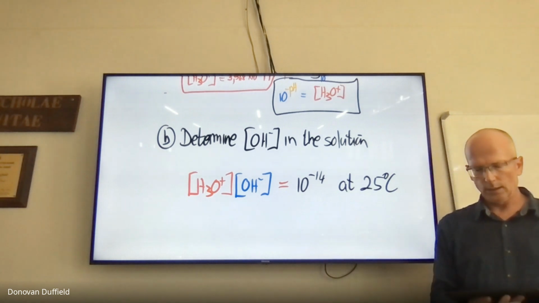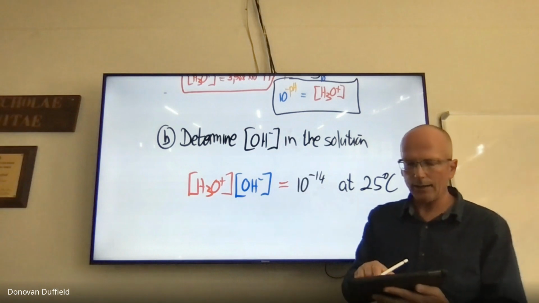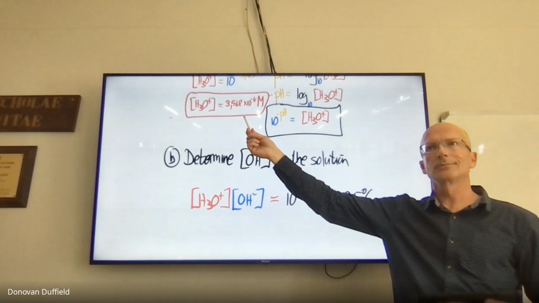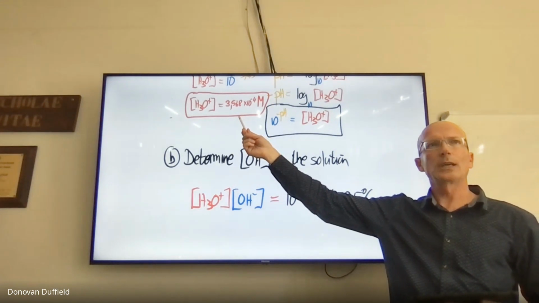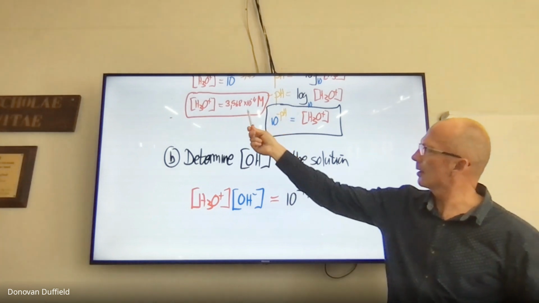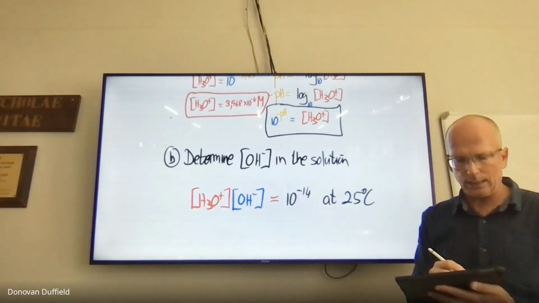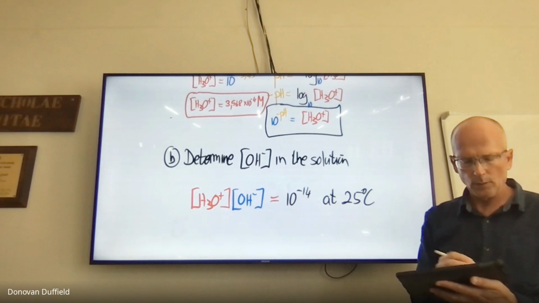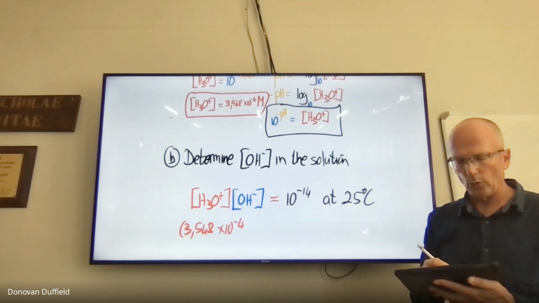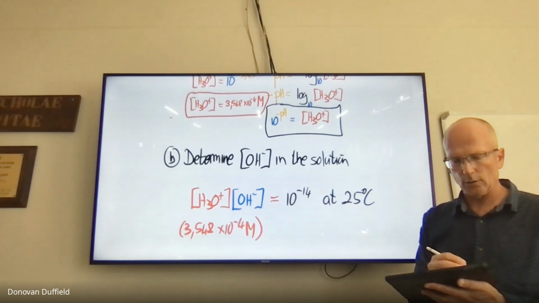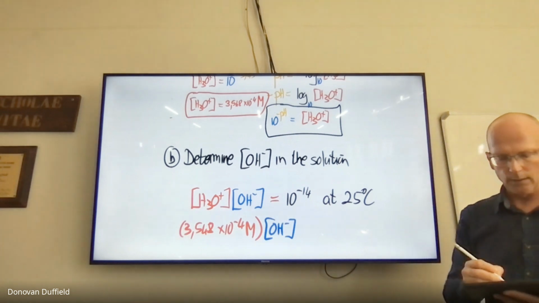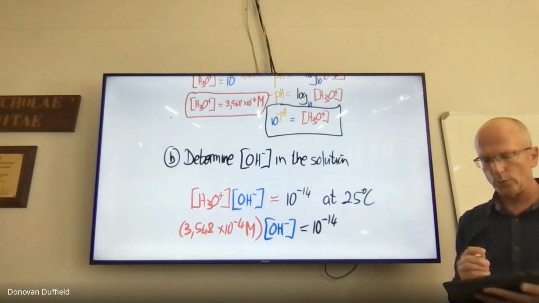Now, we have the hydronium ion concentration. We calculated it from the pH. So now we can substitute that in and say, well, we've got 3.548 times 10 to the negative 4 moles per cubic decimeter times the hydroxide concentration, which is unknown. This equals 10 to the negative 14.